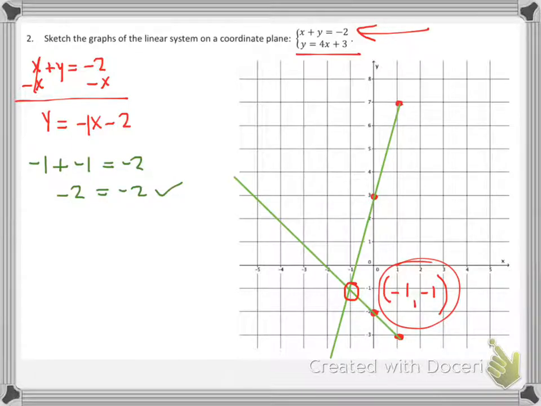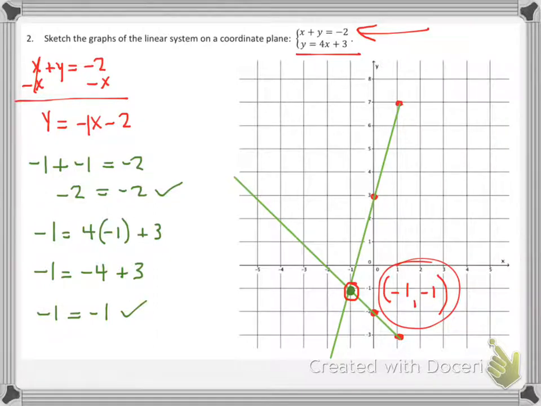Let's check the second one. Y, well, that's -1, is equal to 4 times x, well, that's a -1, plus 3. And let's see if that's true. -1 is equal to 4 times a -1, which is a -4, plus 3, and -4 plus 3 is a -1. So -1 equals -1, and it's true. That point is the intersection of both lines, and it is a solution to both equations.